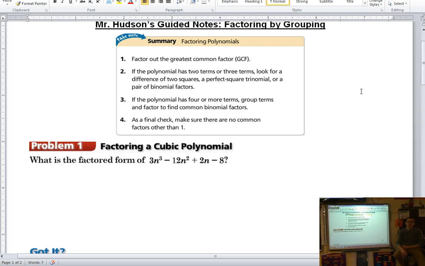Calvin? If the middle term isn't there. If the middle term, that b value term, is non-existent, that means that the difference of squares will cancel it out. How do I recognize a perfect square trinomial?